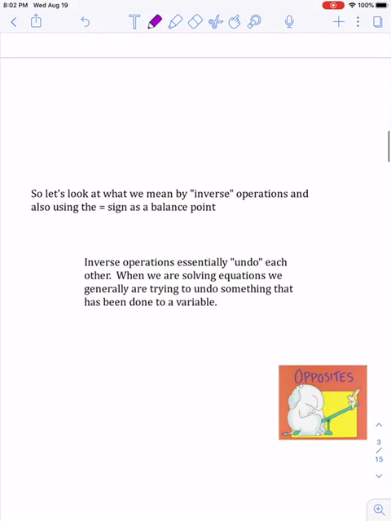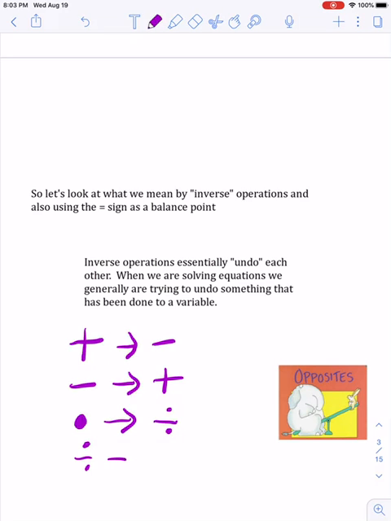So let's first talk about what an inverse operation is. An inverse operation is just an operation that undoes some other operation. So if I asked you what undoes addition, you would say subtraction. What undoes subtraction, you would say addition, right? They're opposites. That's what inverses are. So if I asked you what's the opposite of multiplication, hopefully you would say division. And if I asked you what's the opposite of division, hopefully you would say multiplication. We are going to use these opposites, or these inverse operations, in order to solve our equations.